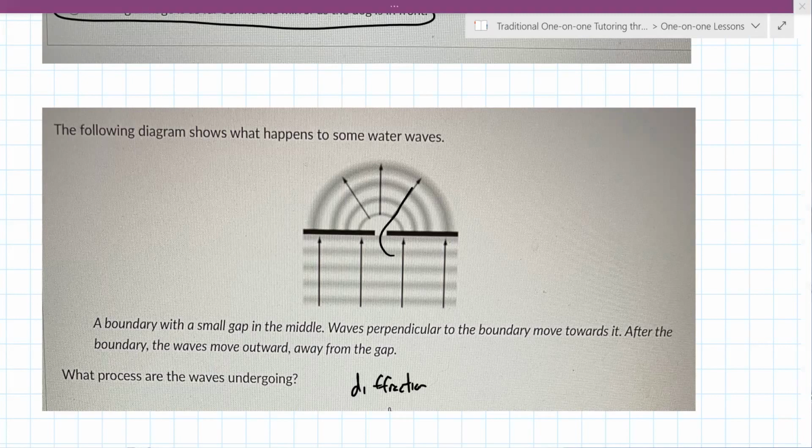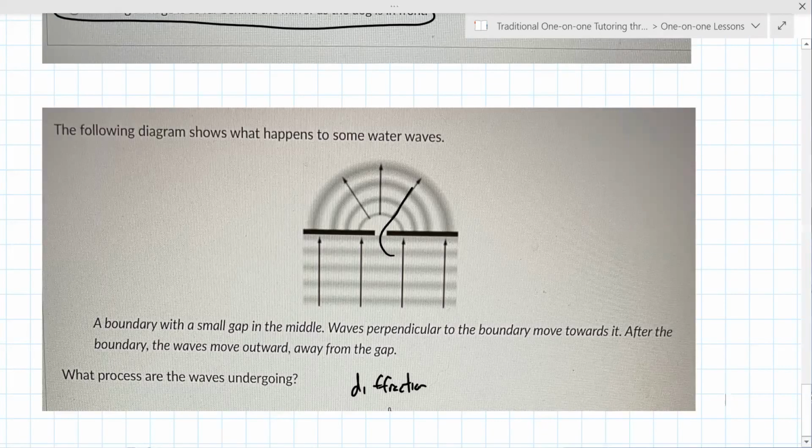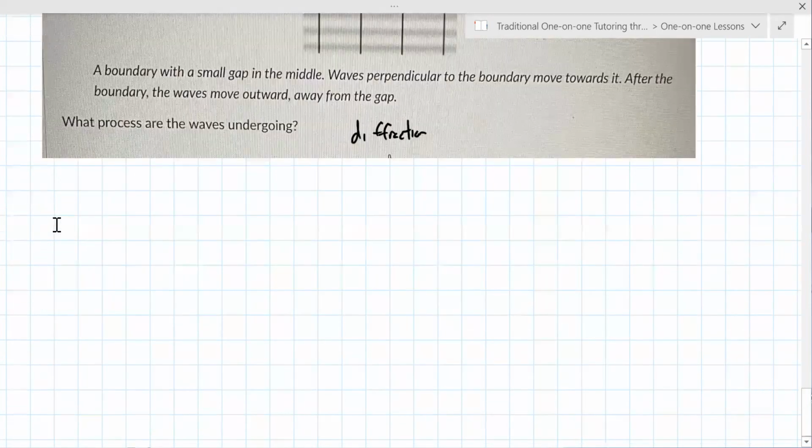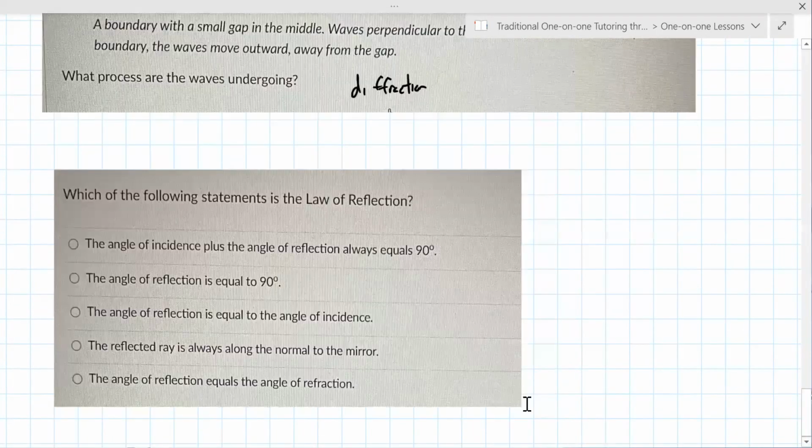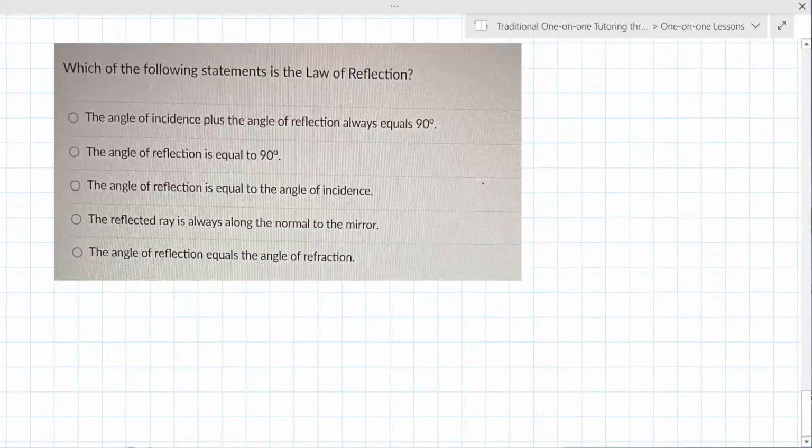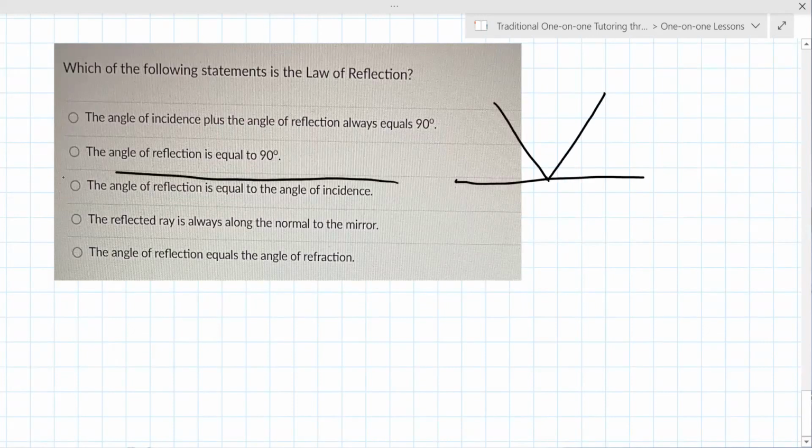Next one here. So the law of reflection is that the angle of incidence equals the angle of reflection. So the angle in, that's the incidence, equals the angle out. Incidence equals reflection.